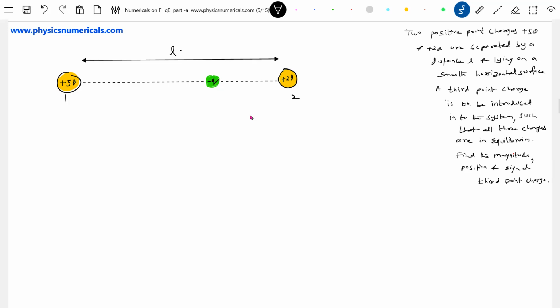Let there be three charges: 1, 2, and 3. The forces of interaction between 1 and 2 are F21 and F12, and similarly F23 and F13. What about on charge 3? On 3, F32 will act like this, and F31 in this direction. I think equilibrium is possible.